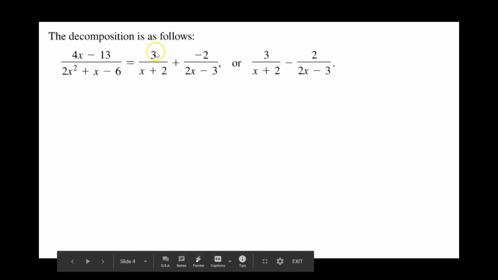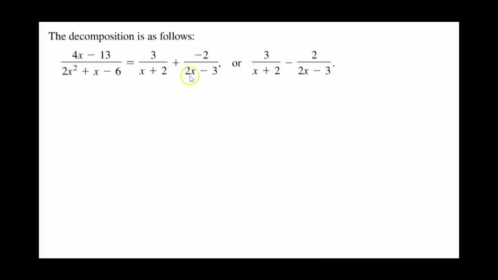So we go back to the problem, a equals 3 over x plus 2, and then b equals -2 over here. So you can write it both ways. You can put the plus sign and put a -2 here, or you can drop the negative sign in front and just leave this as a positive. Both of them are exactly the same answers, and MyMathLab will accept both.